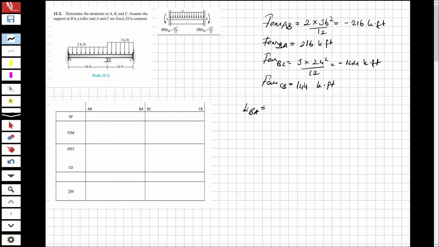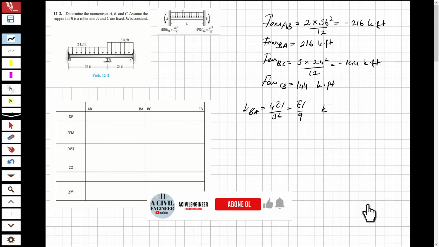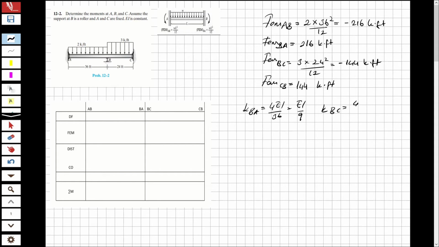KBA will be equal to 4EI over 36, which is EI over 9. And for KBC, 4EI over 24 will be equal to EI over 6. Now I obtain the stiffness factors. Let's find the distribution factors.